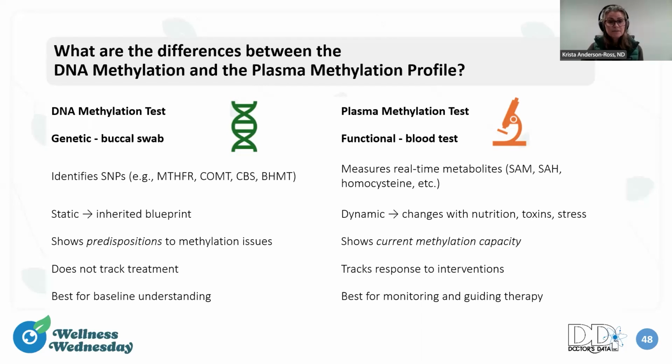Ultimately, it's showing that phenotypic expression of how SNPs might be expressing, which can signal the need for nutrient support, and it's a great way to monitor and guide therapy. So while genetic testing reveals potential, methylation testing shows how those genes are influencing functional markers.